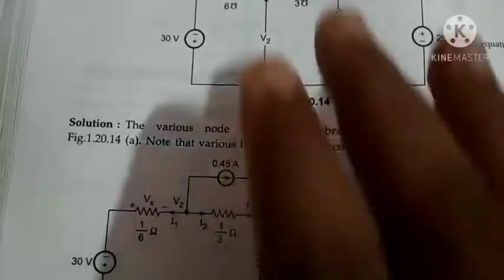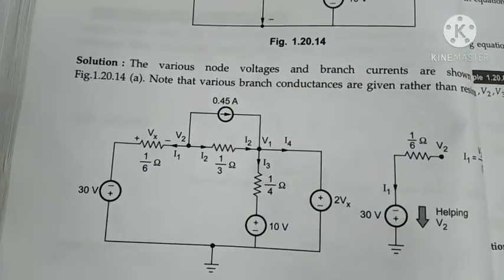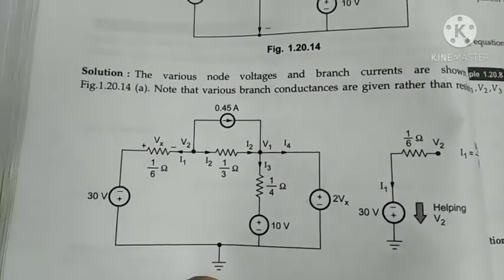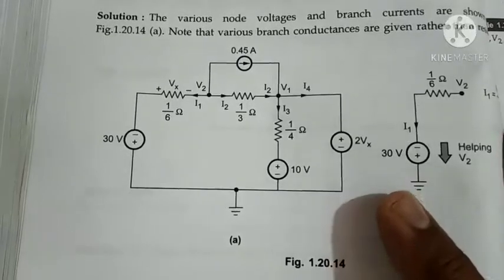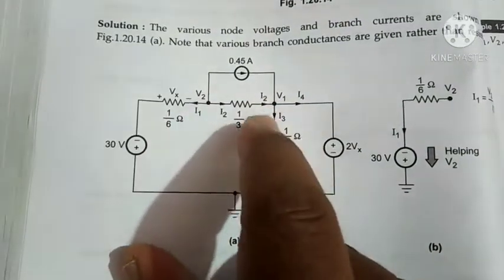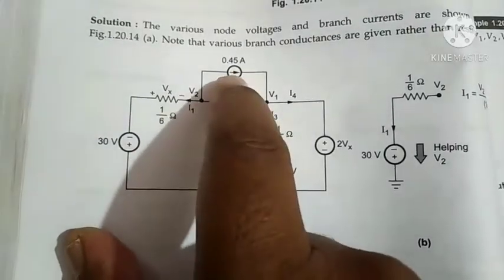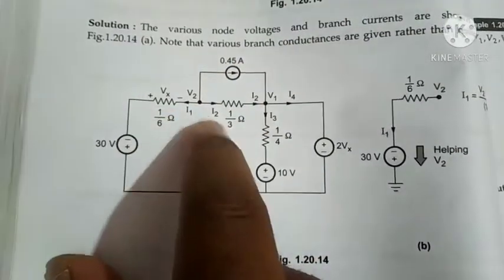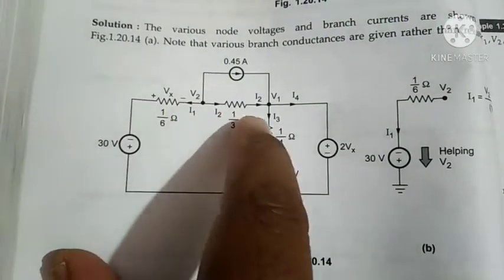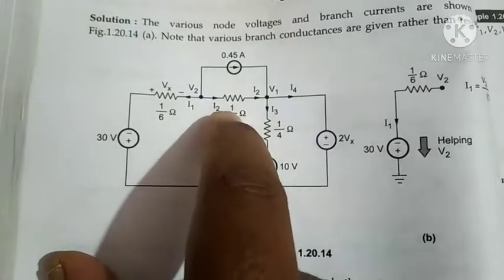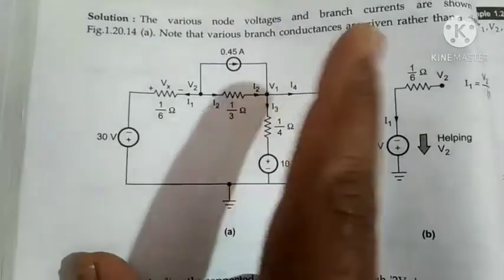Now let us write these things in terms of resistance. See, we have written in terms of resistance now. Here we have 3 nodes. One node we have taken as the reference node, then V1, V2 and so on. Now we apply node analysis at V2. What are the current sources connected to V2? I1, I2, and this 0.45 ampere. We apply KCL here. I1 outgoing current, I2 outgoing current, so I1 + I2 + 0.45 = 0. All are outgoing currents; there is no incoming current.